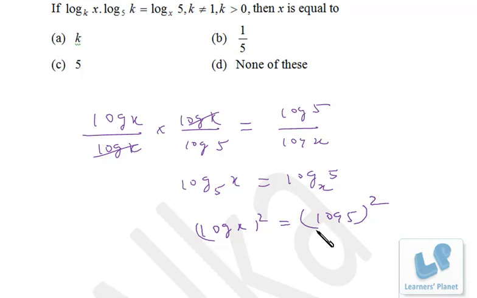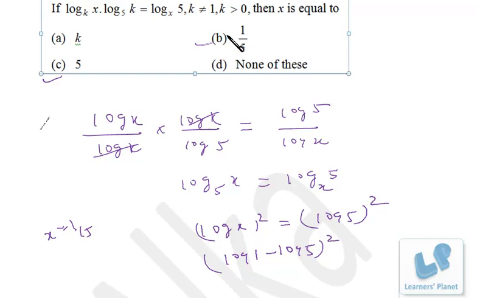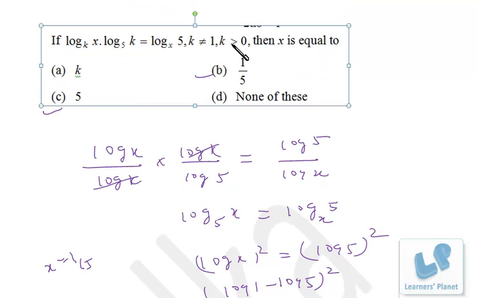So x can be 5 definitely, and even x can be 1 by 5. Why 1 by 5? See, if I write x as 1 by 5, it will be log of 1 minus log of 5 whole square, right? X is 1 by 5, that means log of 1 minus log of 5. So log of 1 is 0 minus log 5 whole square, so that will also be log 5 whole square, right? So x can be 5 or 1 by 5. So we have two options, correct. Okay, be careful. Do not blindly mark x as 5 because that will lead to negative marking.